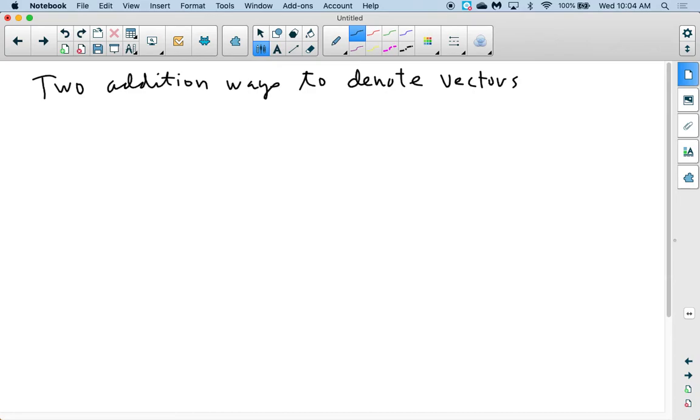So the first way I want to show you is this idea of a standard unit vector. Standard unit vectors. Well, you know what a vector is now. What does unit mean? Unit essentially means 1. And so a unit vector is a vector of length 1.